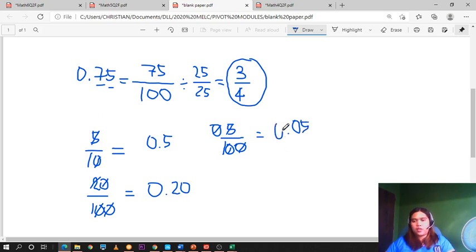So, tapos pupunta ng 0 sa unahan. Yun yung whole number natin, 0. So, yun yung magiging answer sa number 5. 0.05. Pag binasa din naman natin siya, yun pa rin ang basa. So, 5 hundredths. Hindi pwedeng 0.5 kasi siya ay 5 tenths. Okay? So, ito ay 5 hundredths.